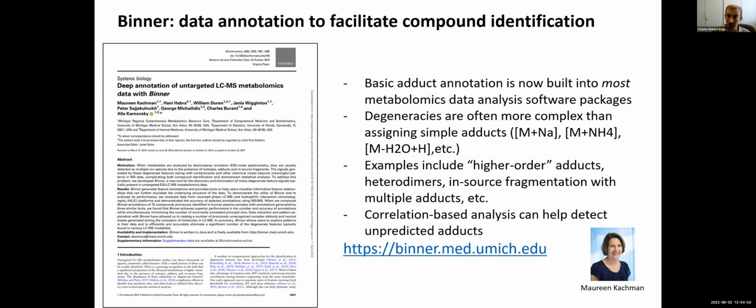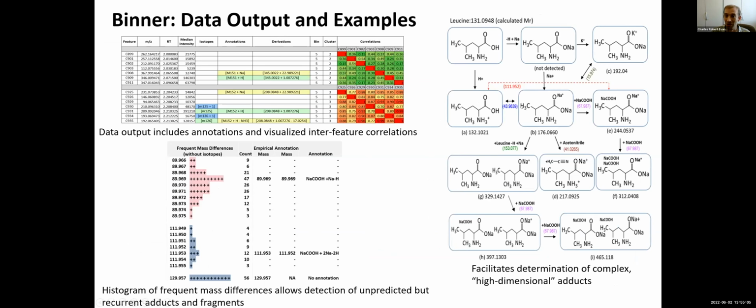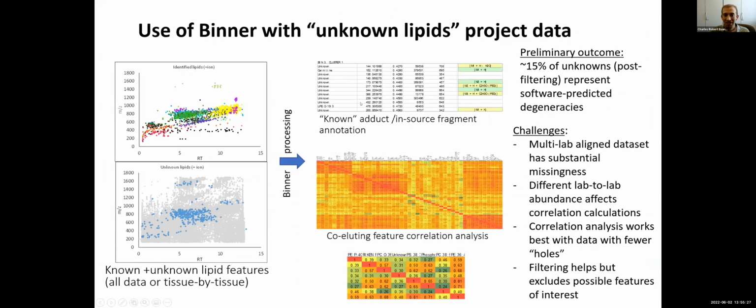And this bitter is not the only show in town here, but we think it's a good one in that it considers things from two different angles. It considers adducts, including higher order adducts, not just a sodium adduct or a potassium adduct. It looks at a good number more potential alignments, and also it looks at unpredicted correlations between features. So it looks at correlations between features that are co-eluting and flags them as this might be something that is an adduct. And the data interpretation is still a challenge, but it is useful.